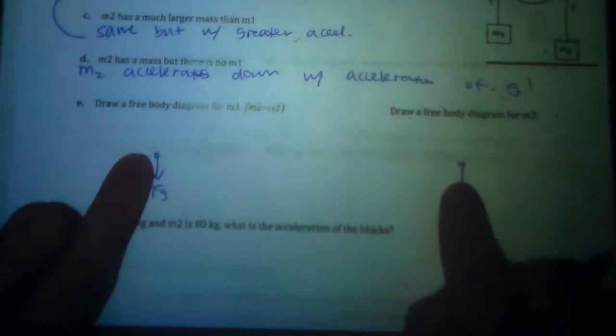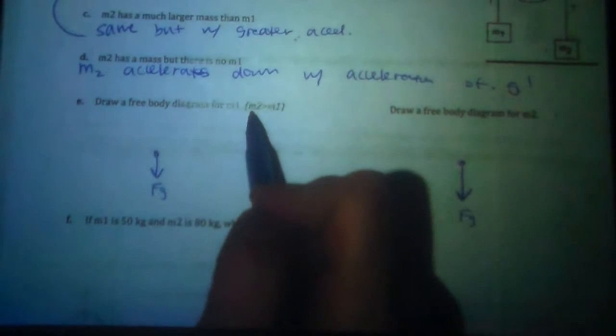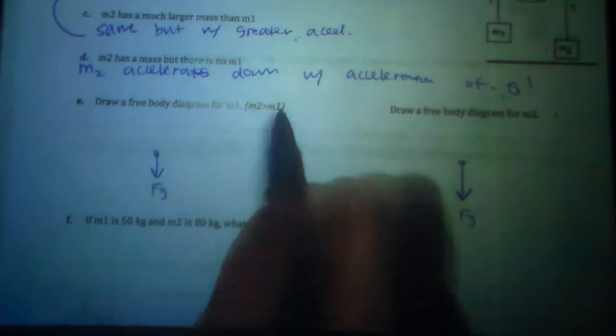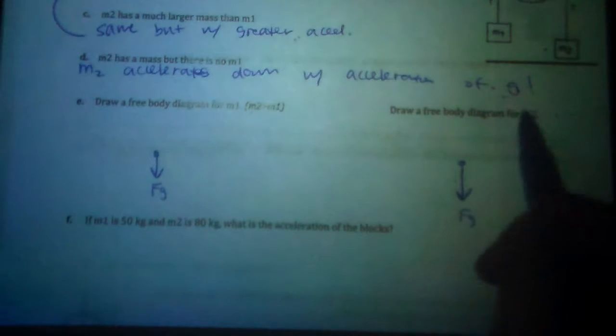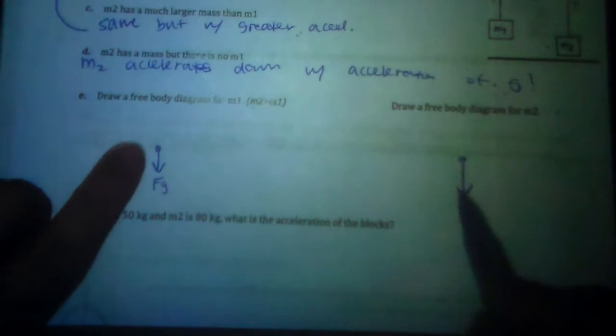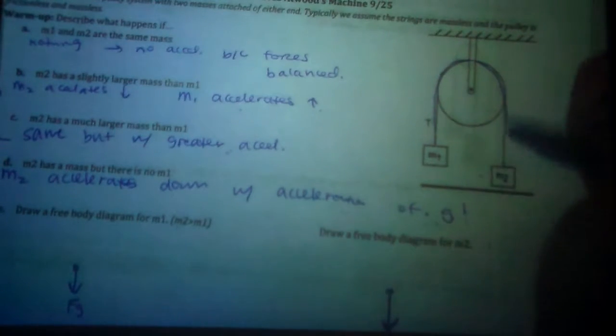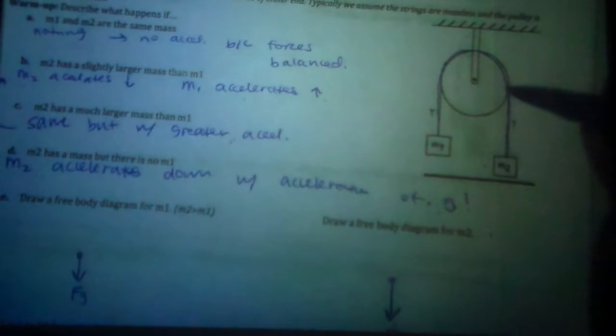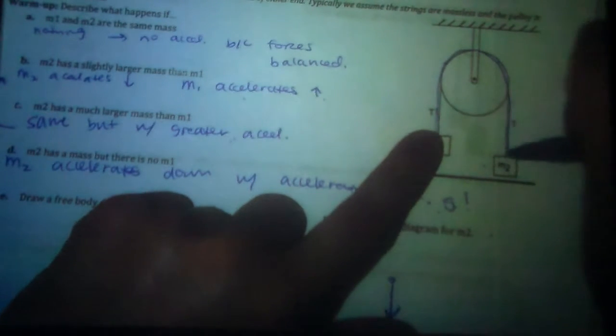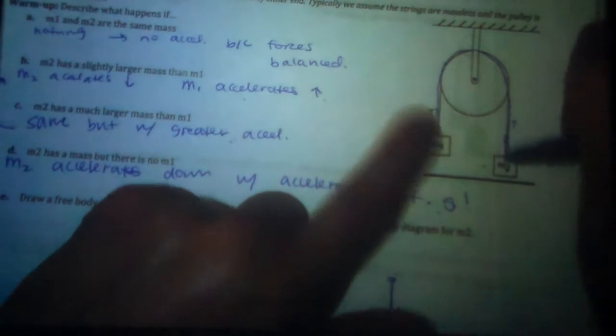So going through this, of course both of them have the force of gravity. It specifically told me that mass 2 is greater than mass 1. So when I'm drawing the force of gravity for mass 2, I need to draw that longer to show that this is a greater force of gravity than this one. Now, they're both connected to this one string, so they're both feeling the force of tension. In both cases, the tension force is going to be pulling up, so providing a force up.